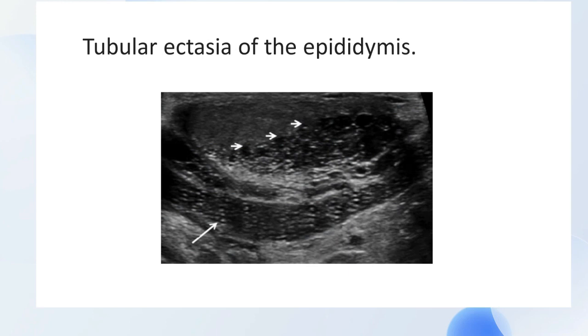So now you can see coexistence of the two. Here we have tubular ectasia of the rete testes, and you can see the whole length of the epididymis is also having the dilated tubules, which are very tiny, giving a serpiginous structure. This is in keeping with tubular ectasia of the epididymis.